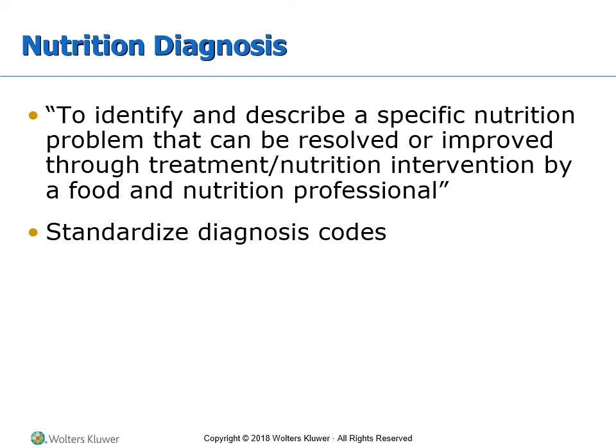Now looking at diagnosis, so again, this is to identify and describe a specific nutrition problem that can be resolved or improved through the treatment or nutrition intervention by a food and nutrition professional. And again, the big focus that we've been using is those standard diagnostic codes, which is what we've been talking about throughout the M&T courses.